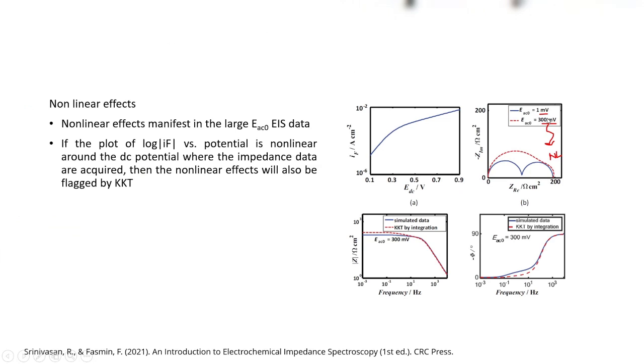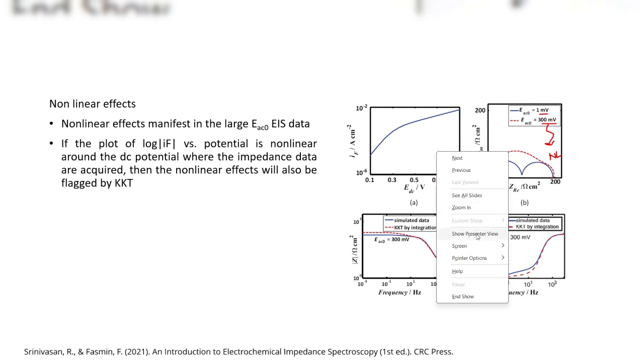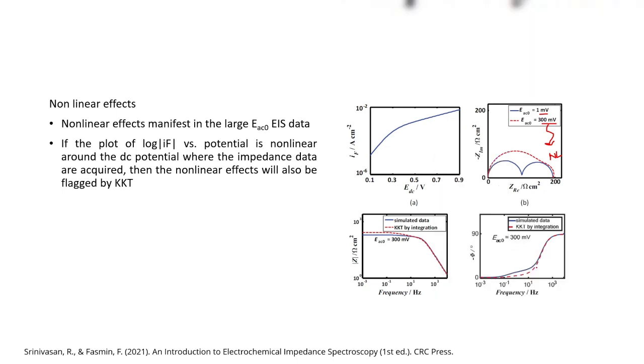So again, sorry, I'll explain the nonlinear effect again. I was telling that at higher amplitude, after a point, nonlinear effect will come into play, and I can test that by doing impedance at different amplitudes. In that case, the plot will change. I will not be getting the same plot when I change the amplitude. So here you can see that at 300 millivolt, my system is behaving as a nonlinear one.